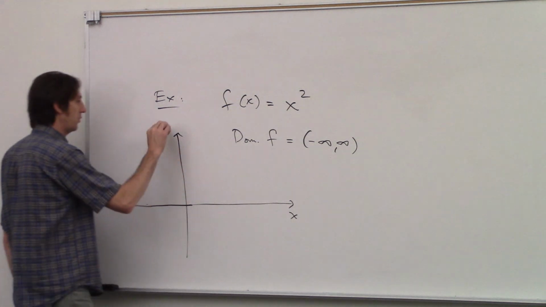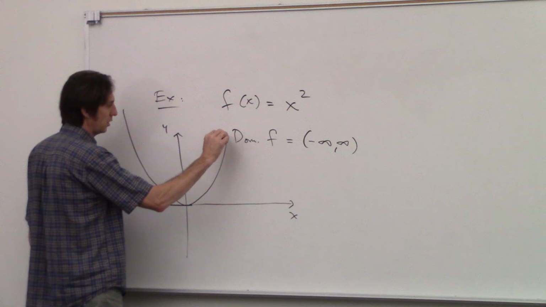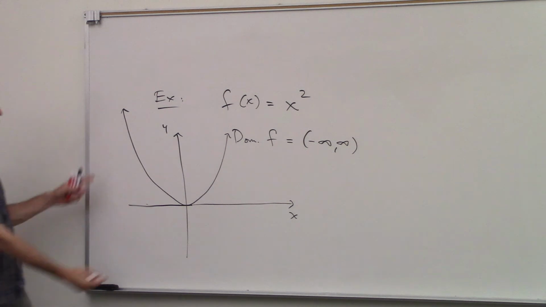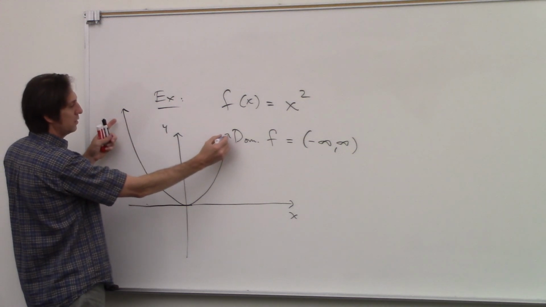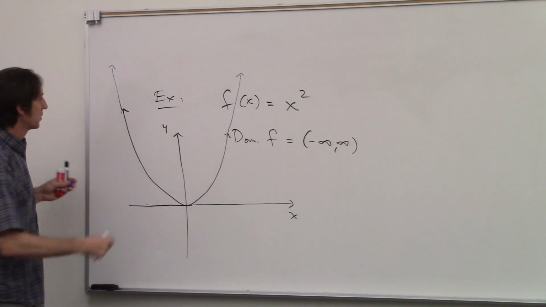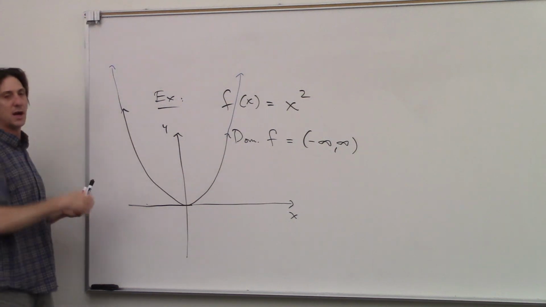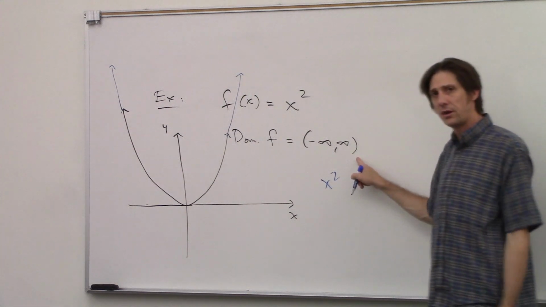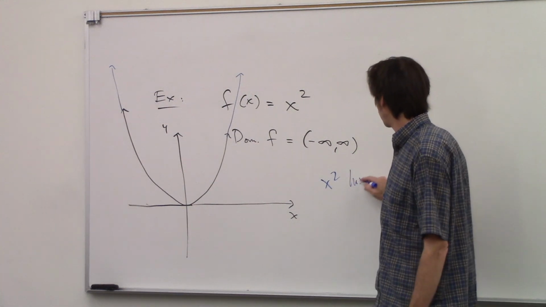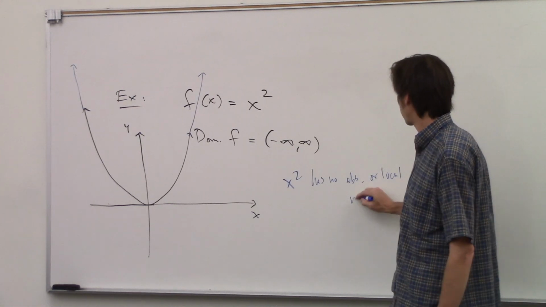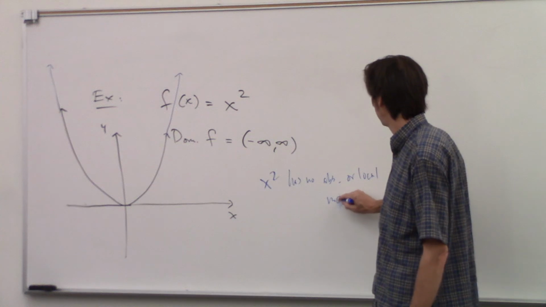We know that its graph is the standard parabola, and it looks something like this. What can we say about the maximum and minimum values for f of x equals x squared? Well, for my parabola, it really keeps going up forever and ever in either direction. And so there's no largest possible value. So x squared, as long as the domain is minus infinity to infinity, has no absolute or local maximum values.